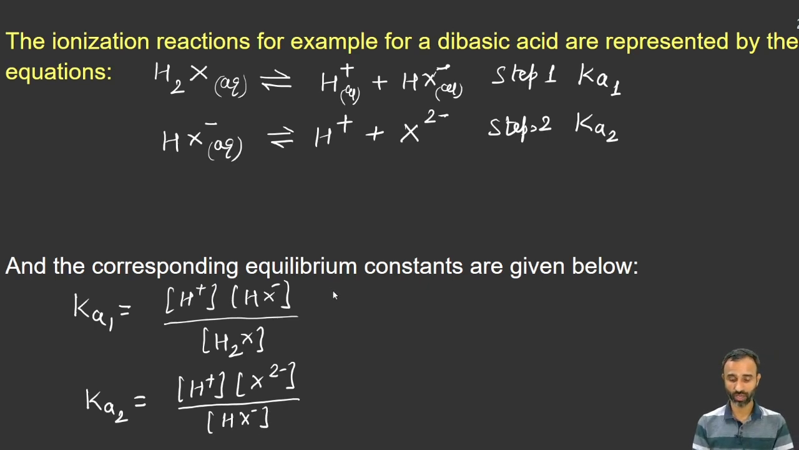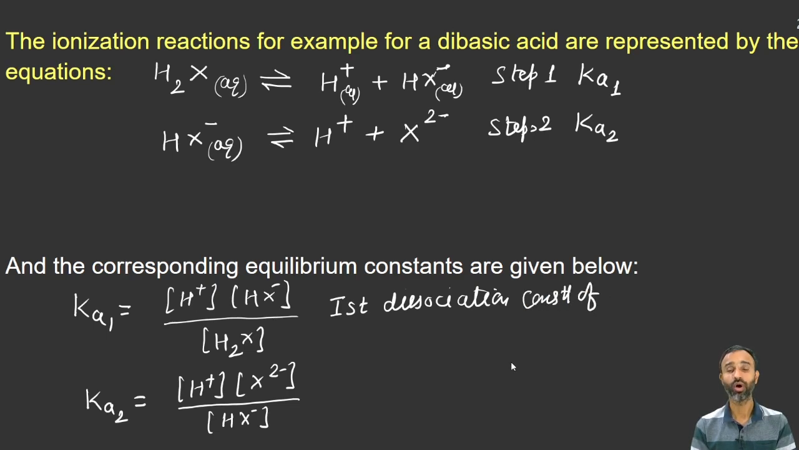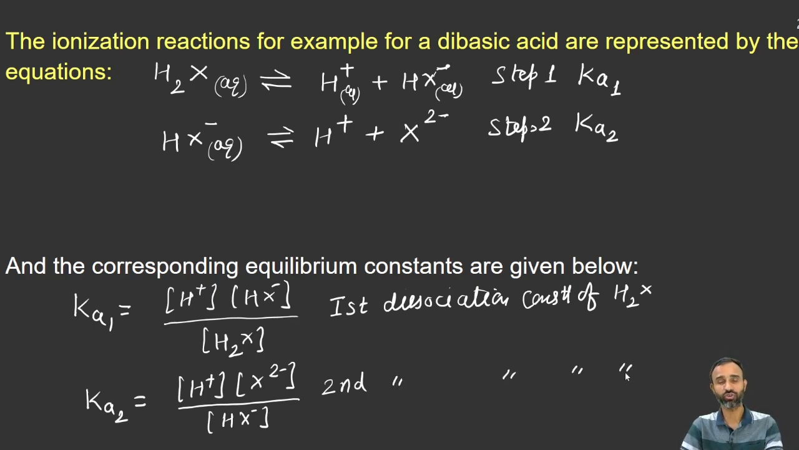So this Ka1 is the first dissociation constant of acid H2X, and this is the second dissociation constant of H2X. First dissociation constant and second dissociation constant, because in the first step there is removal of the first H plus ion, in the second step there is a removal of the second H plus ion. So could you figure out which H plus ion is easier to remove?